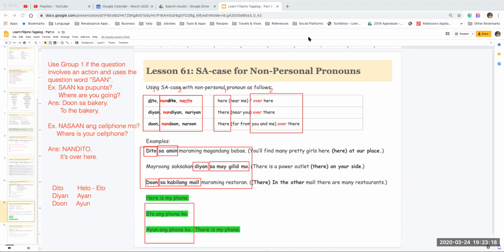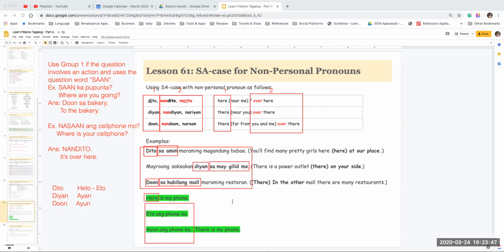Any question? So, yes. When do you use eto, ayan, ayun? So basically when you want to say here is my phone. If you want to give something to somebody. Okay? All right. So here is my phone. When you say that is when you want to basically say the here in front of your sentence.